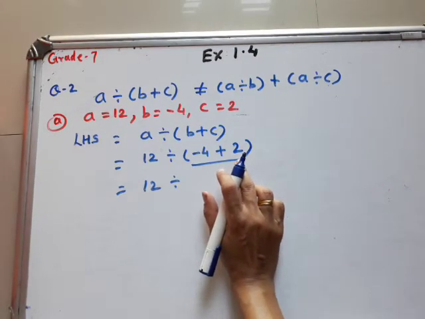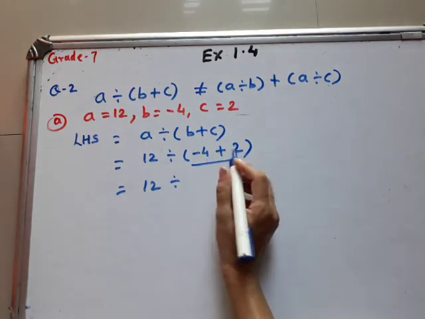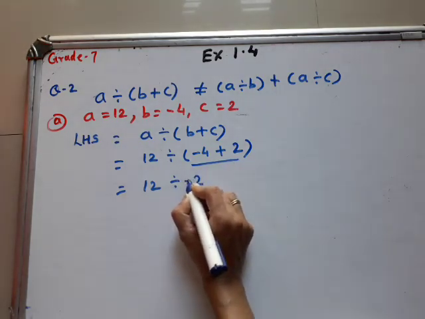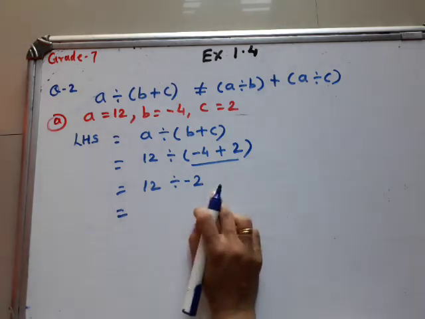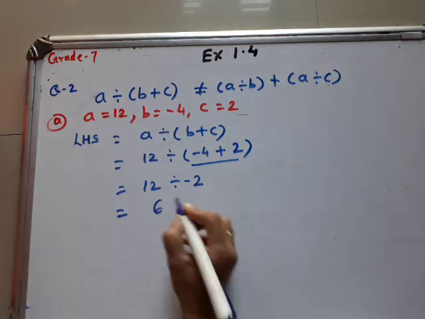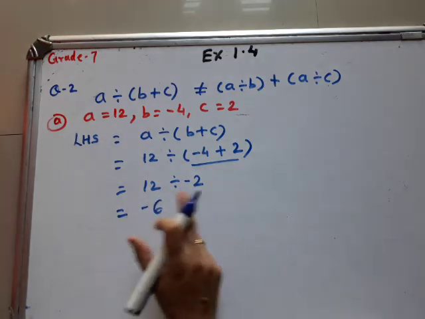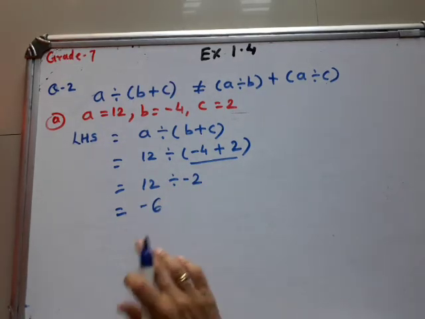So here you have to do the subtraction. 4 minus 2 we get 2, and which is the greater number here? 4 is the greater number, so we get the answer minus 2. So 2 sixes are 12, and the sign is negative. Here one is positive, one is negative, so here we write minus 6.